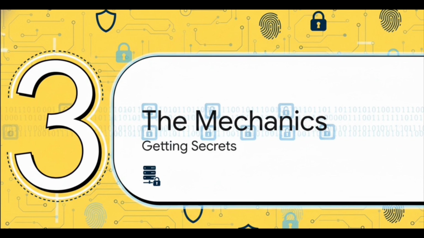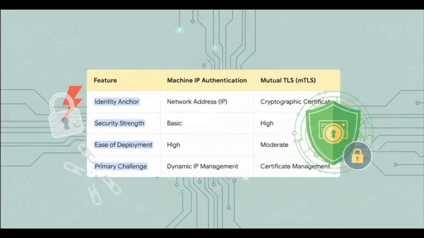Okay, so we know the app makes a request. But how does the CCP know it's a legitimate application and not some imposter? Let's break down how they actually prove who they are. You've basically got two main choices for authenticating your application. The first one is simple: IP address or hostname. It's super fast to set up, but let's be honest, it's not great for dynamic environments, and it can be vulnerable to IP spoofing.